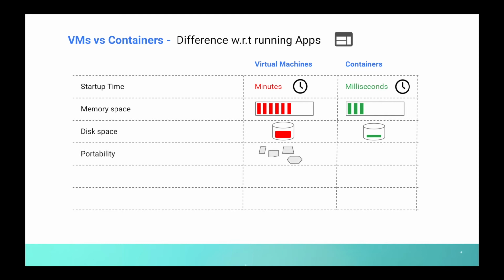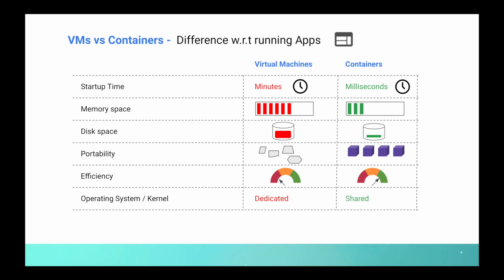Portability is not easy because virtual machines come with a different OS, different libraries, different dependencies. So it is not easy to port the applications running inside the virtual machines. But containers are seamless and have a consistent experience and you can port them very quickly. Similarly, virtual machines are not efficient. Containers are very efficient to run at scale because you can densely pack these containers unlike virtual machines. Operating system kernel: virtual machines have a dedicated one and containers can share. So those are the advantages of running applications directly within the containers.